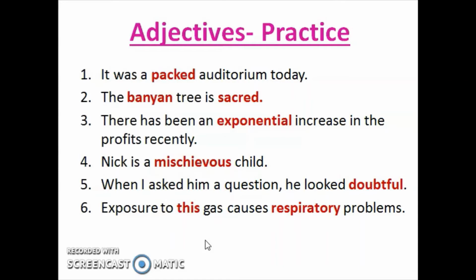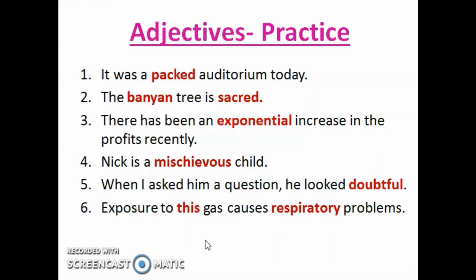Example 3. There has been an exponential increase in the profits recently. The word exponential describes the noun increase and hence it becomes an adjective. In sentence 4, the word child is a noun and the word mischievous describes the child. Nick is a mischievous child and hence mischievous becomes an adjective.